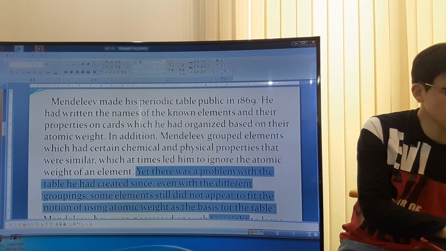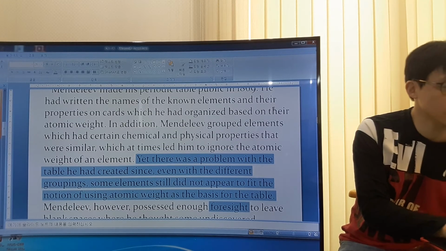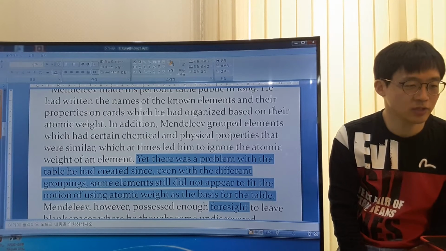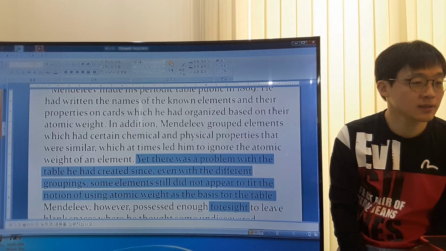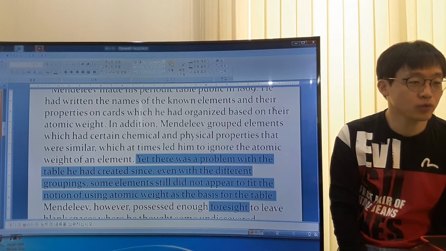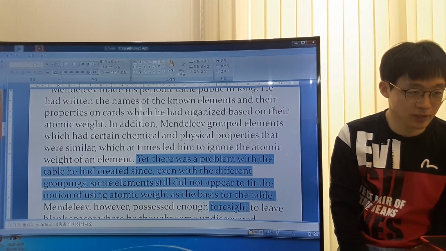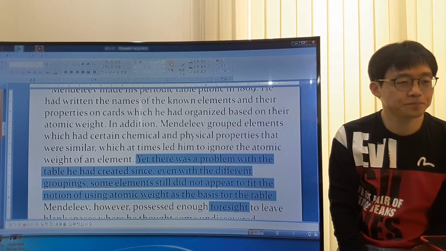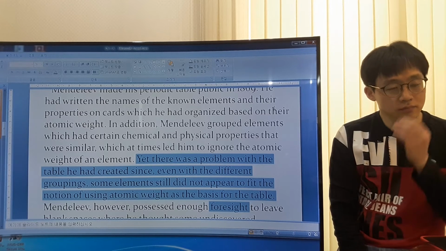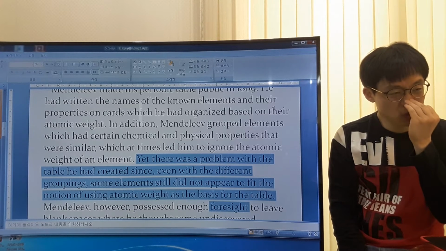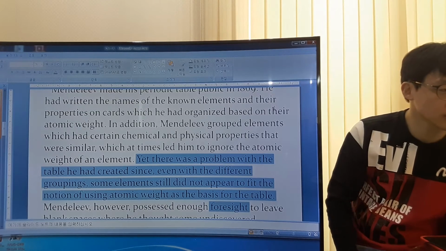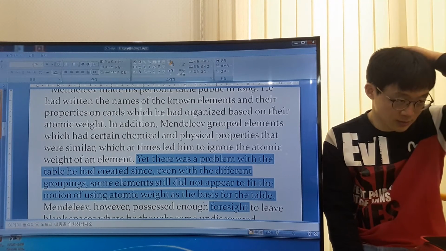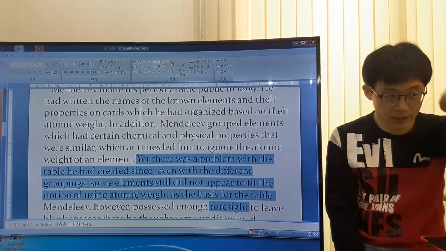And additionally, Mendeleev grouped elements which had certain chemical and physical properties, characteristics that were similar. He grouped the elements with similar properties, which sometimes caused him not to pay too much attention to the atomic weight of the element. So sometimes he had to ignore the weight, okay, although it was based on weight.